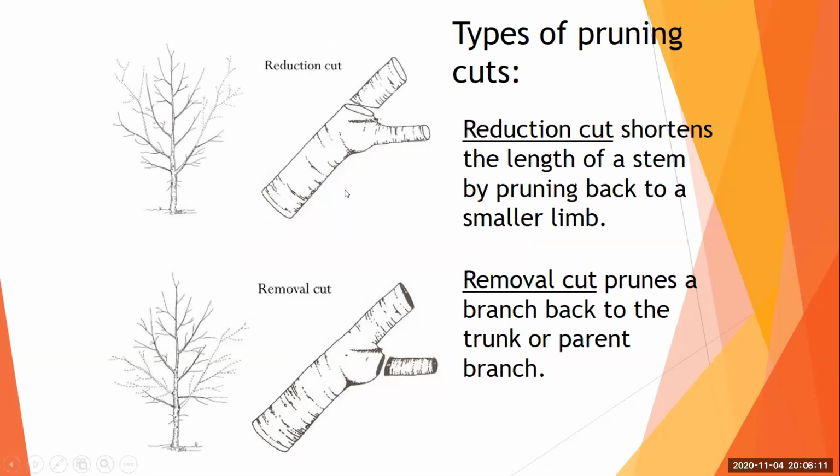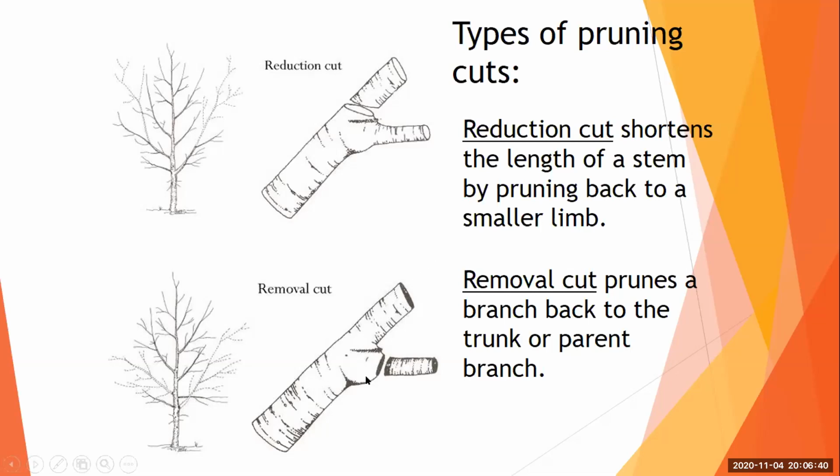To do the pruning, you have, in general, two different types of pruning. You have reduction cuts and you have removal cuts. Reduction cuts, you're going to remove the trunk back to a lateral. So you're going to remove the big guy back to a lateral, and removal cuts, you are going to remove the lateral back to the trunk.